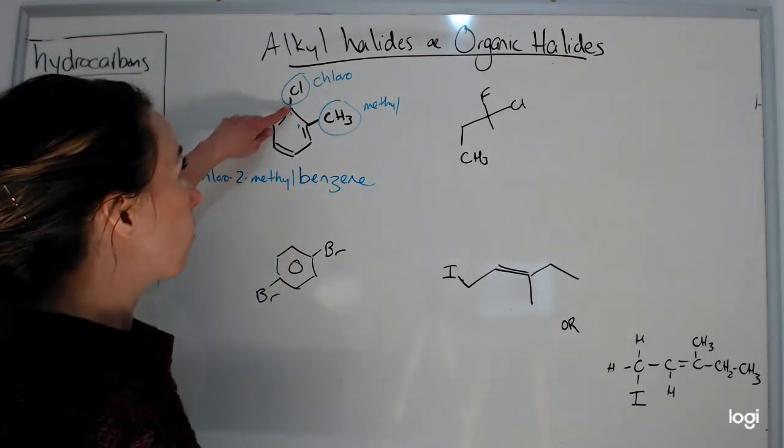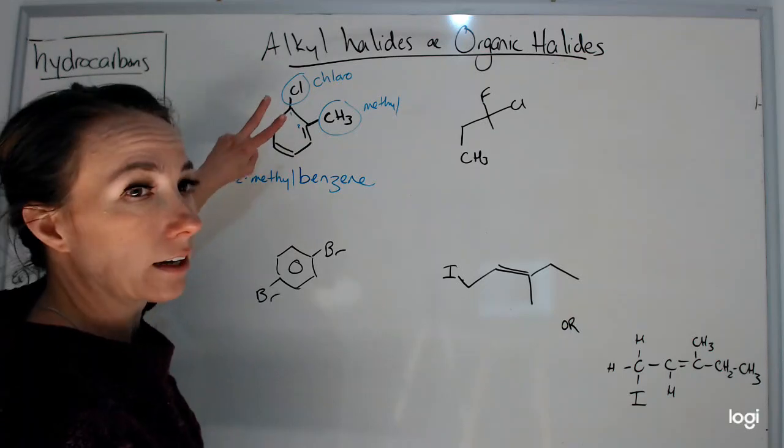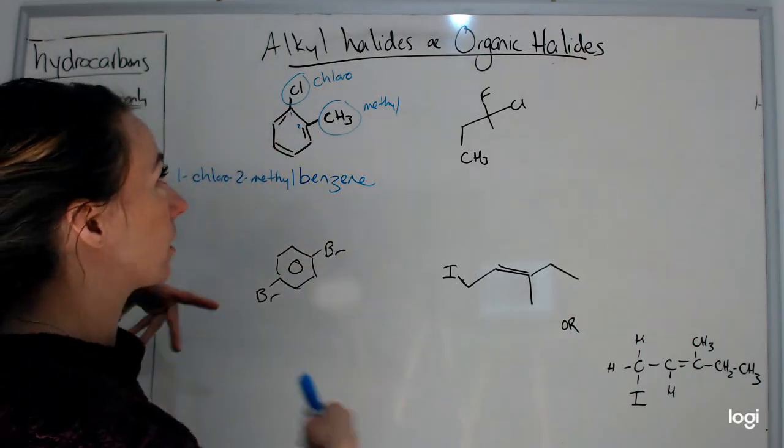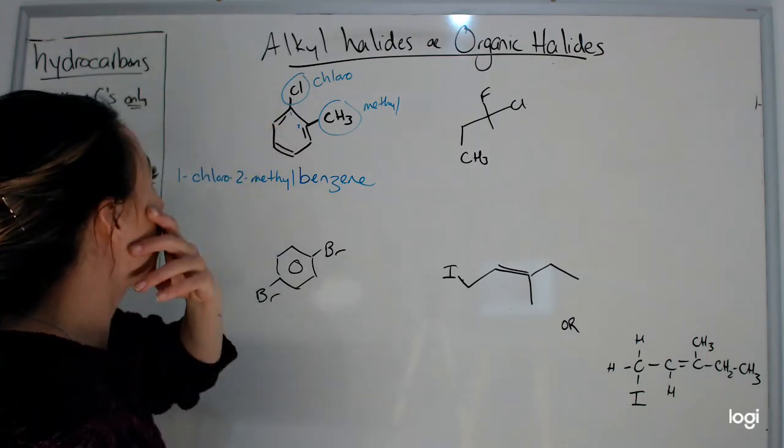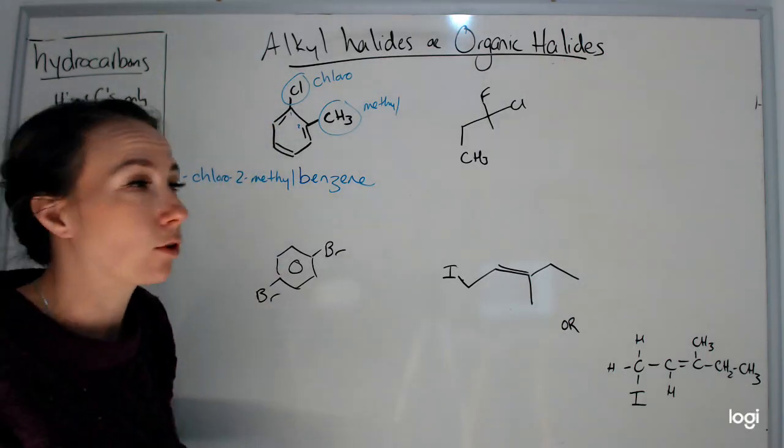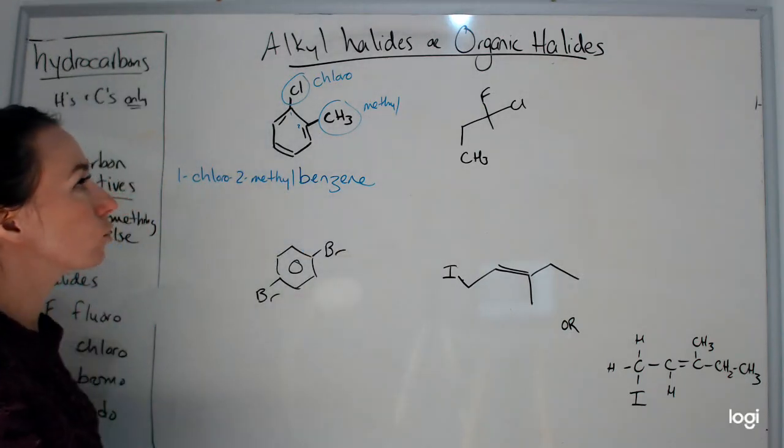The reason I named that 1 and that 2 is because they're tied in terms of they only have one branch each, and then there's nothing after that. And so the alphabetical gets the lower number versus the methyl, just like before. Okay, so 1 chloro, 2 methyl benzene.